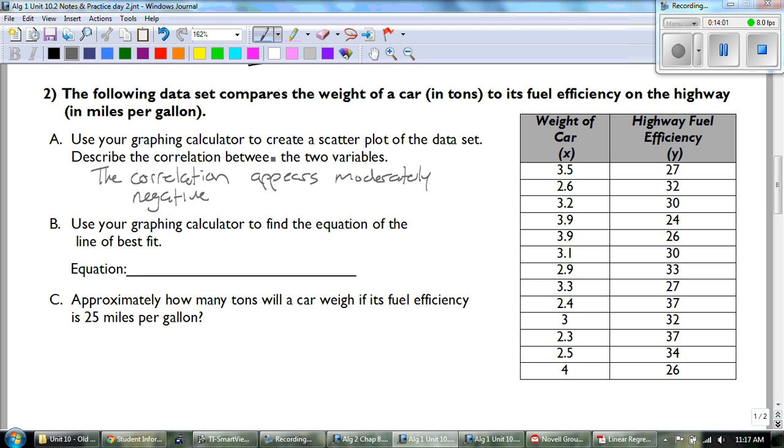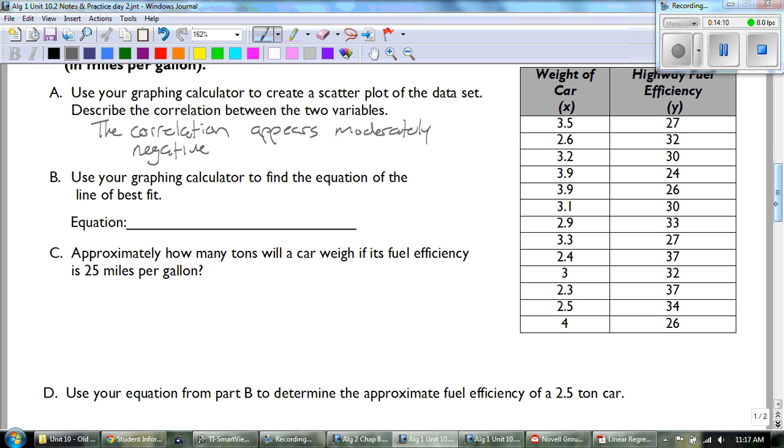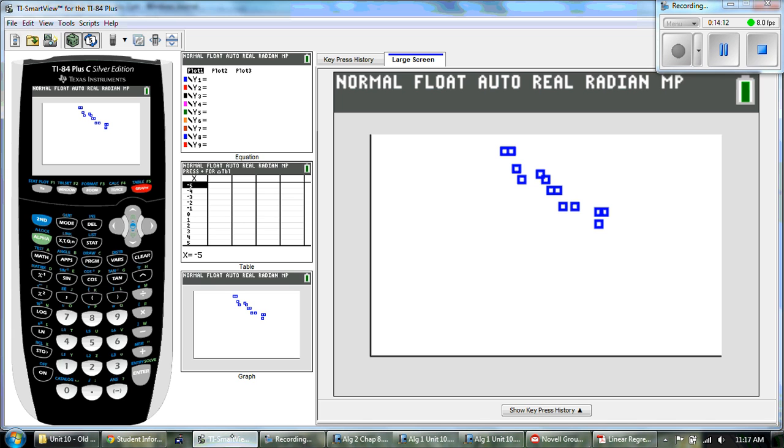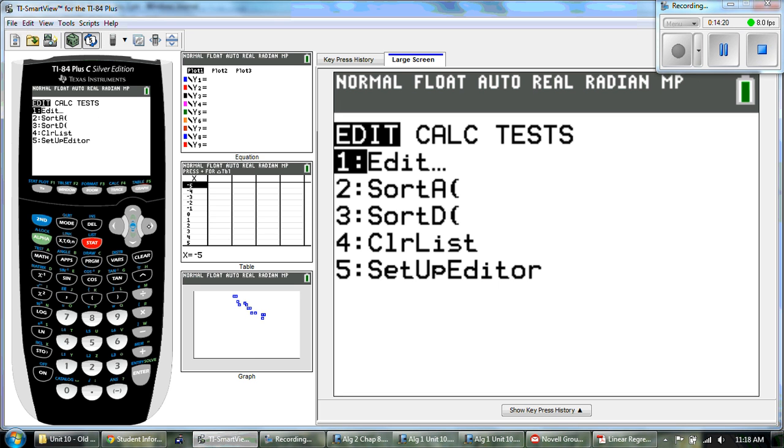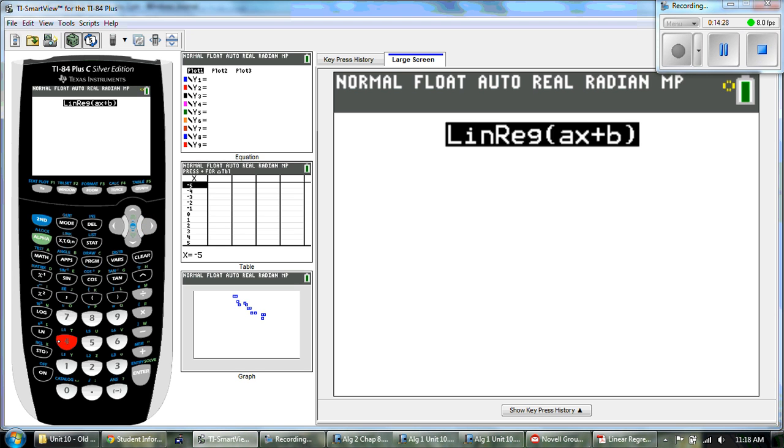Part B, we have to figure out the equation for the line of best fit. All right, so how do we do that again? Well, I need my graphing calculator. I'm looking at my instructions. It tells me that I need to hit STAT. I need to slide over to CALC, and then I need to go to LinReg, which is option number 4.